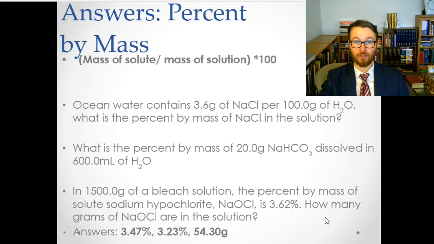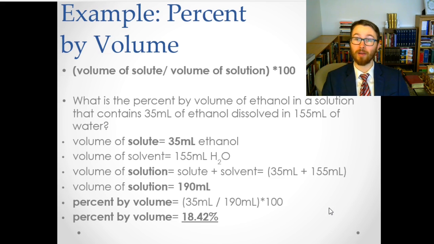All right, so that's percent by mass. Next, we're going to look at percent by volume. And as it turns out, the math is basically exactly the same. So the equation, instead of mass of solute divided by mass of solution, is volume of solute divided by volume of solution times 100.